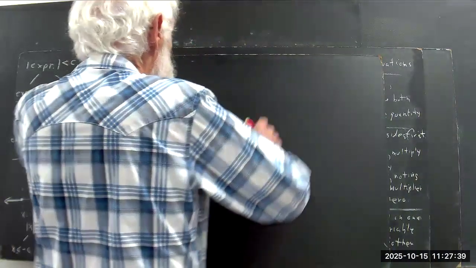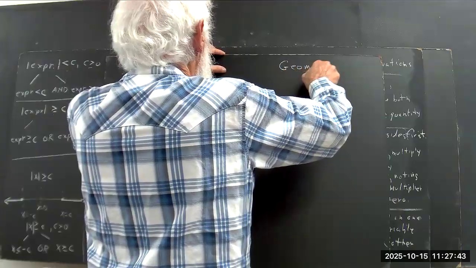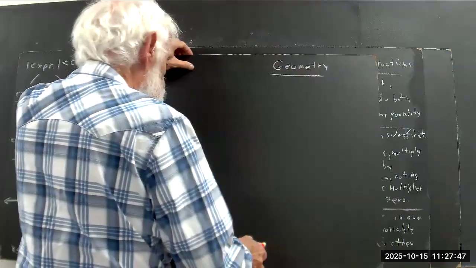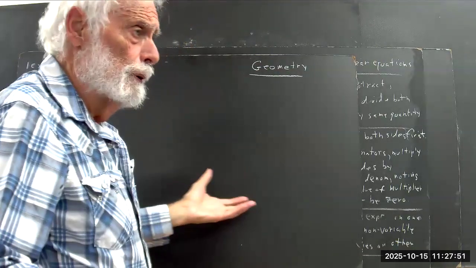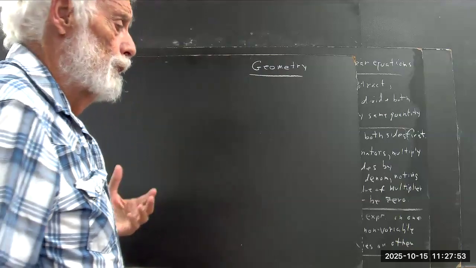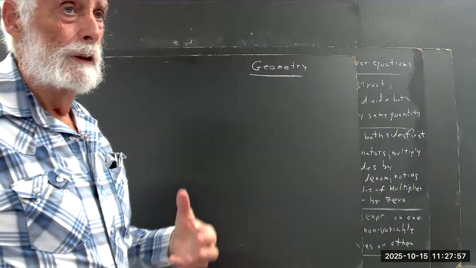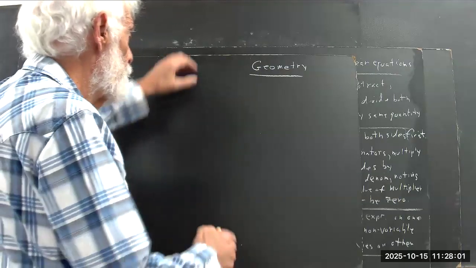Good for geometry. In this course, we're not concerned with proving geometric theorems. We're concerned with things like finding areas and volumes, perimeters. So that's the main thing.